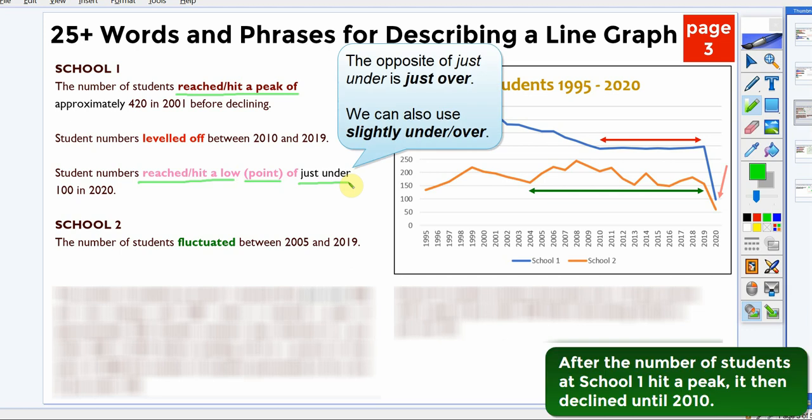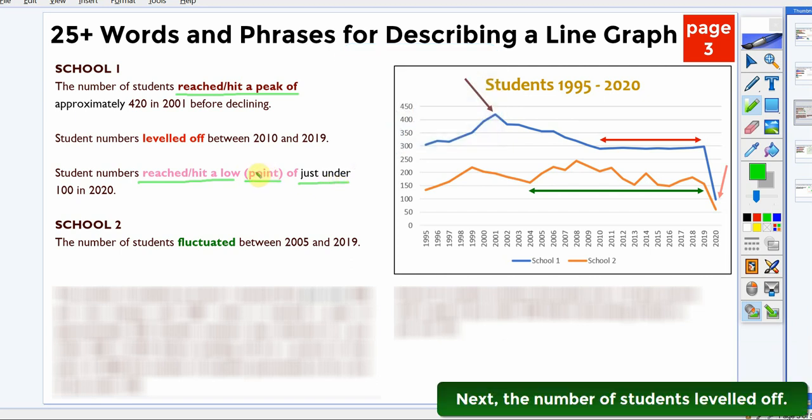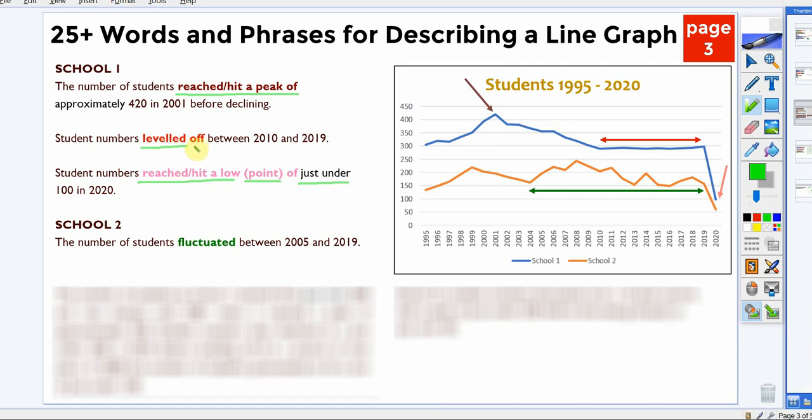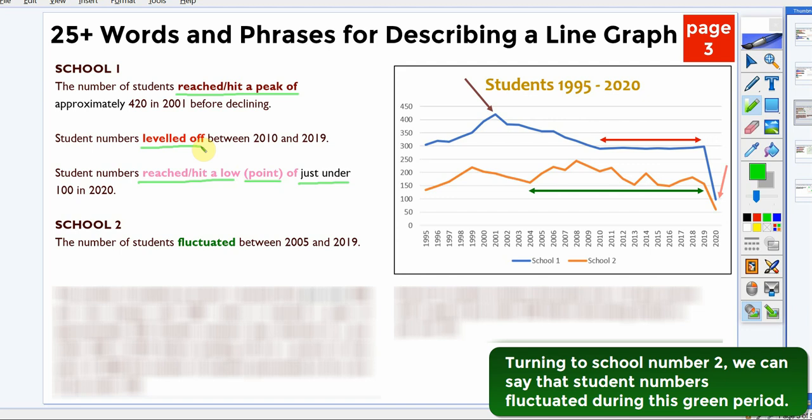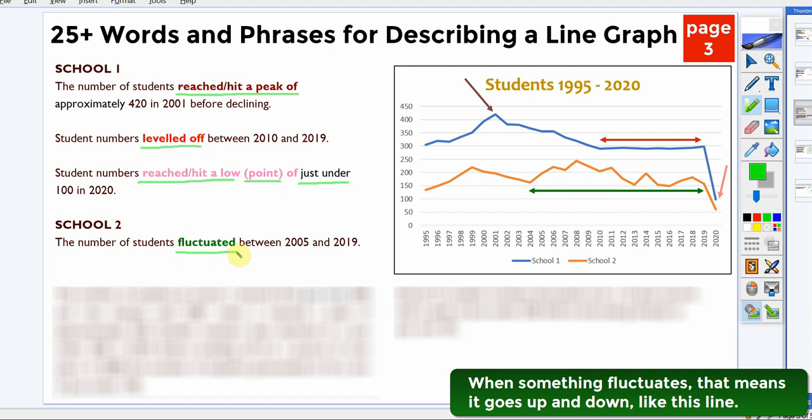After the number of students at School 1 hit a peak, it then declined until 2010. Next, the number of students levelled off. When something levels off, that means it stops falling and stays at the same level. Turning to school number 2, we can say that student numbers fluctuated during this green period. When something fluctuates, that means it goes up and down, like this line.